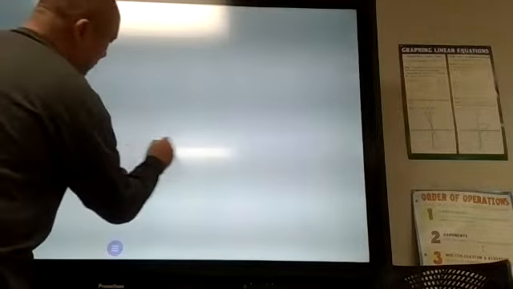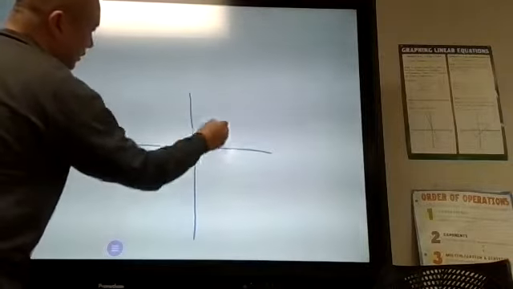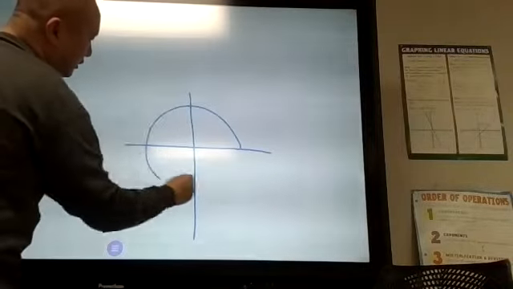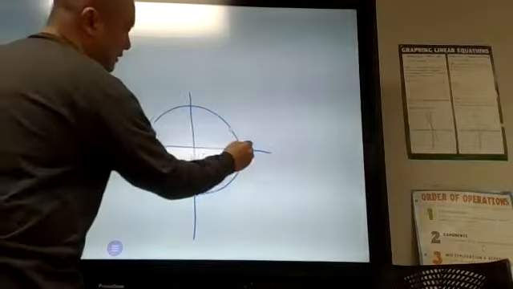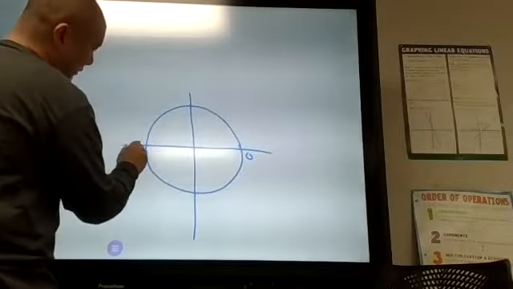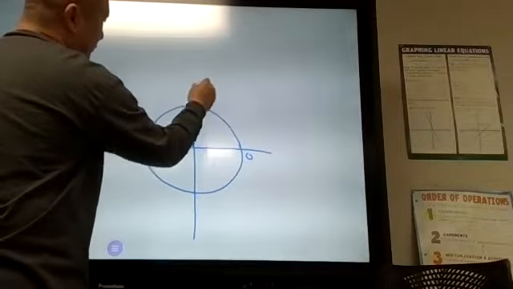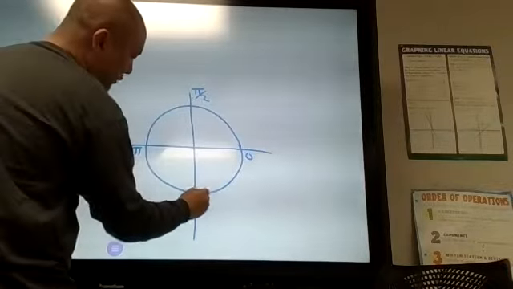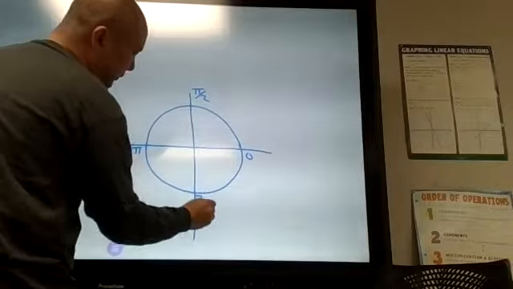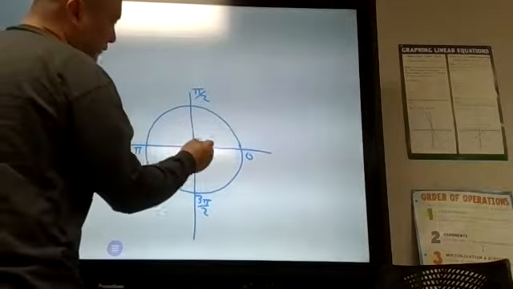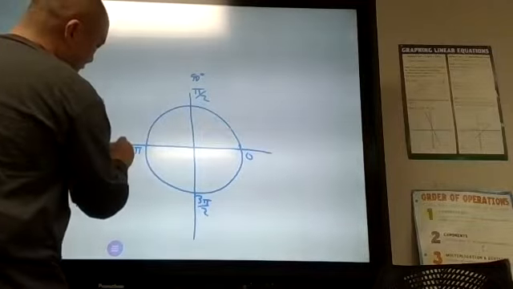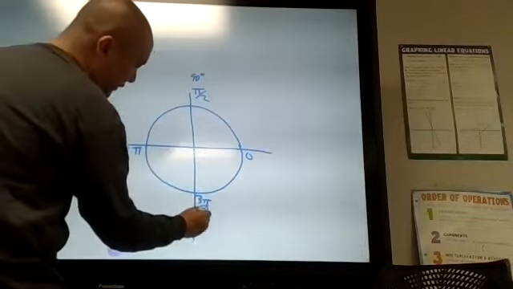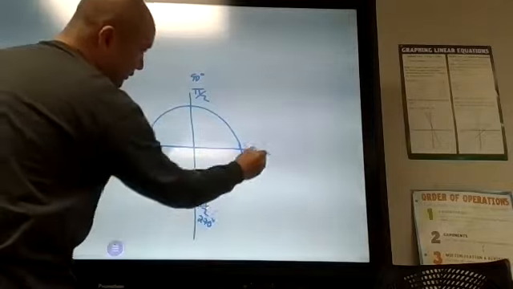Okay, so here we have the unit circle. Here's a unit circle. And we know now that this is 0, this is pi over 2, right? And this is 3 pi over 2. All right? And if you do it by degrees, it's 0. This is 90 degrees. This is 180 degrees. This is 270 degrees, right? And this is a full 360.